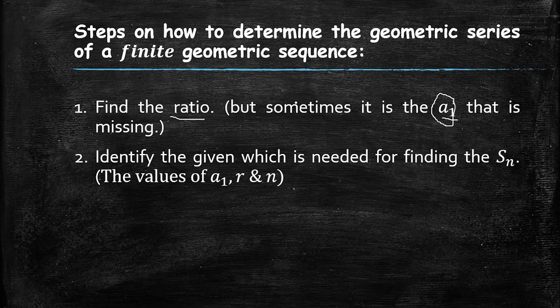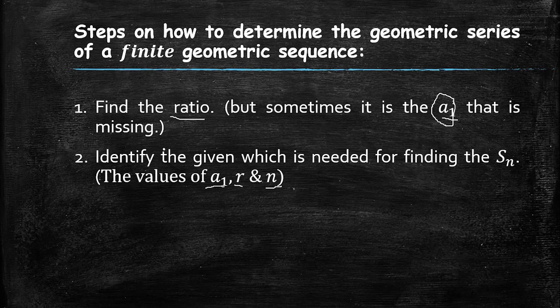Okay, let's continue. Step number 2: identify the given which is needed for finding the S of n. So, ano ba yung given na kailangan para mahanap yung geometric series or the partial sum of a finite geometric sequence? So, we just need the value of the A sub 1, the common ratio, and the n of the nth term. So, yan yung 3 terms na kailangan natin.